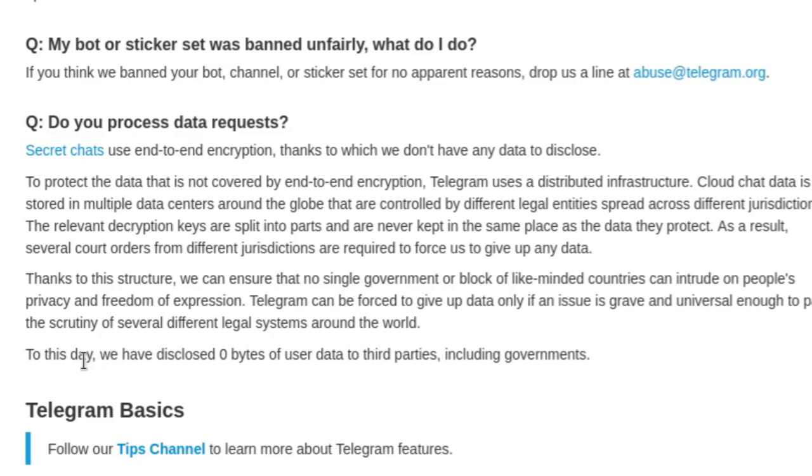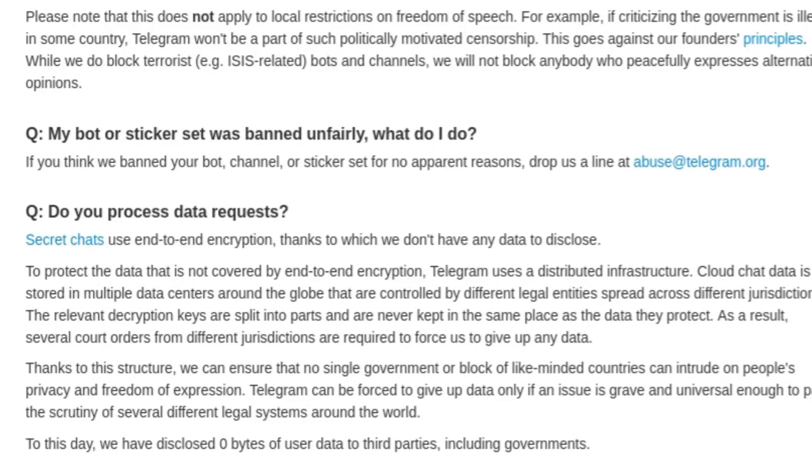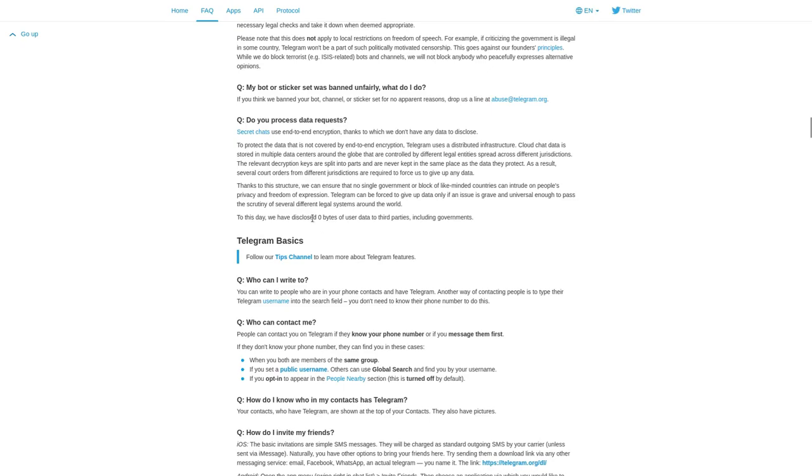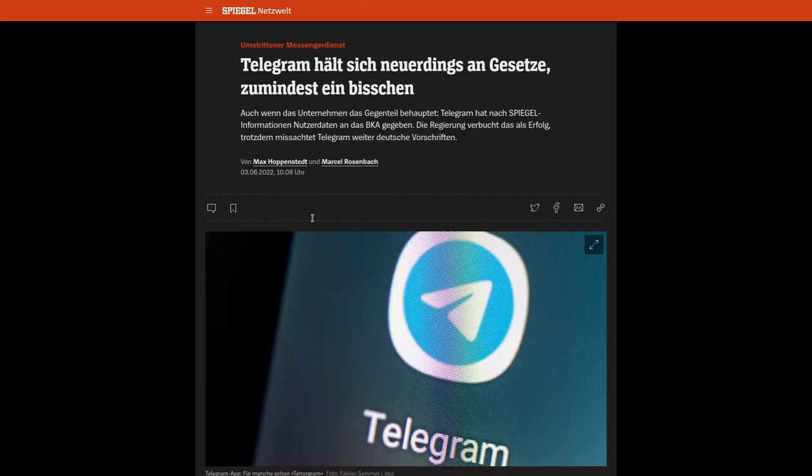And it's not like this page is archived or something like that. We're right here on their website. I can refresh it. They're telling you that they've disclosed 0 bytes of user data to third parties, including governments, to date. But we have this article that was written by Spiegel, I guess, back in March. So this is a German news organization. Obviously, this is written in German because it was the German police that have a track record of being able to get user data from Telegram.